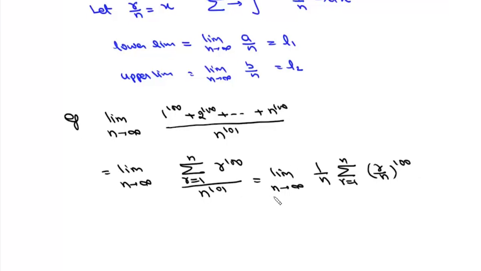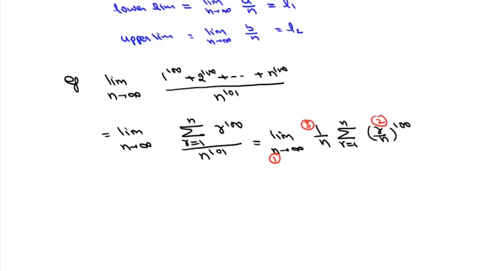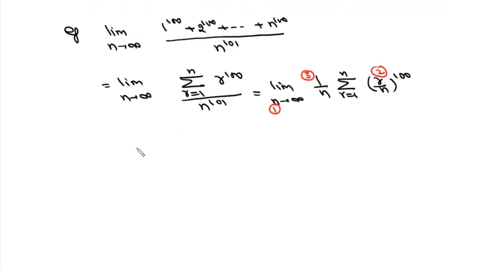Now it satisfies all the three conditions. This is n tends to infinity. We have r by n and we also have 1 by n. We can write this as this integral. Now r by n is x, so it will be x to the power 100 into dx. Now we need to write its lower limit and upper limit.